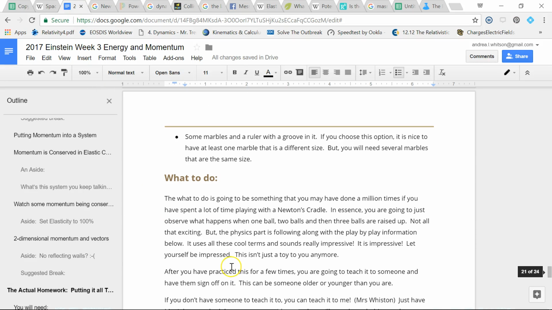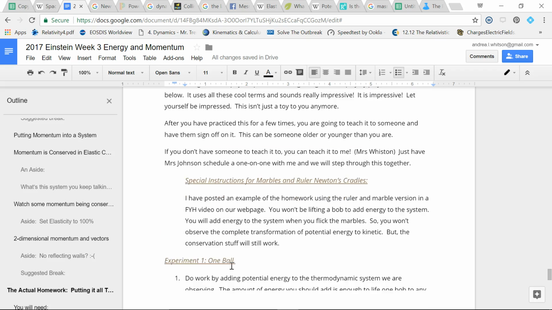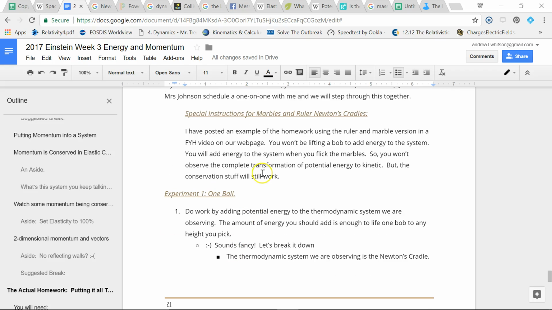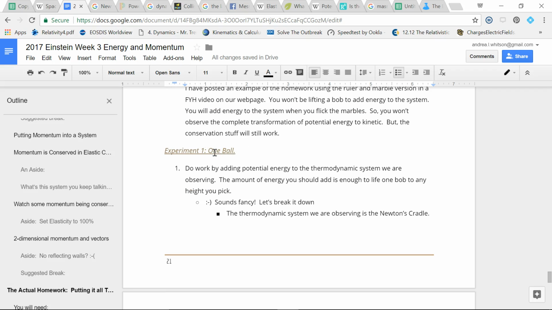Okay, what to do? Now this is the part where you might want to go and break out the packet and read through this part a bit, because this is about pulling all these words together and making them your own. They belong to you now. So step one, it's going to use fancy words: do work. We now know there's a definition to what work is. By adding potential energy, and there was a definition for what potential energy was, to the thermodynamic system we are observing. The amount of energy you should add is enough to lift one bob to any height you pick.